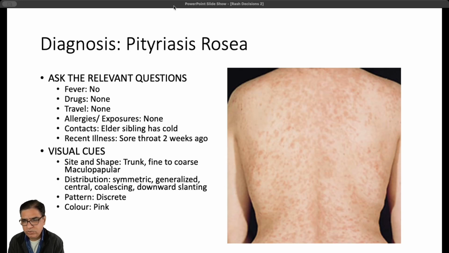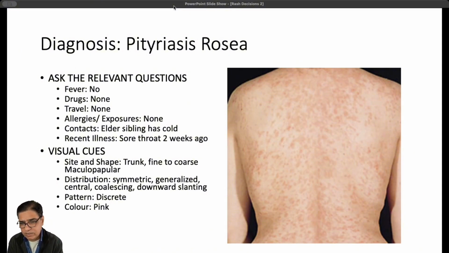So pityriasis rosea is a sort of delayed hypersensitivity reaction rash, usually a type 4 hypersensitivity reaction, and there are different types of those. Most of the time it's caused by different types of viral illnesses. The only thing is that sometimes in viral illnesses, like in infants, as they are still febrile, they come up in rashes then and for the next couple of days, and then the rashes go away.